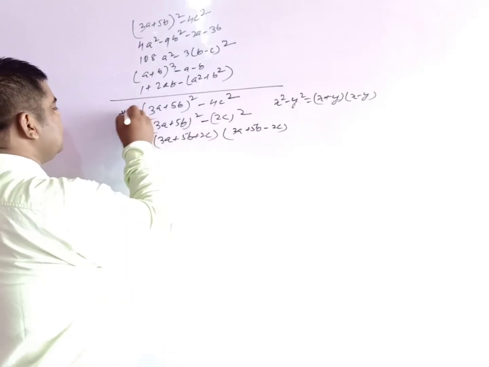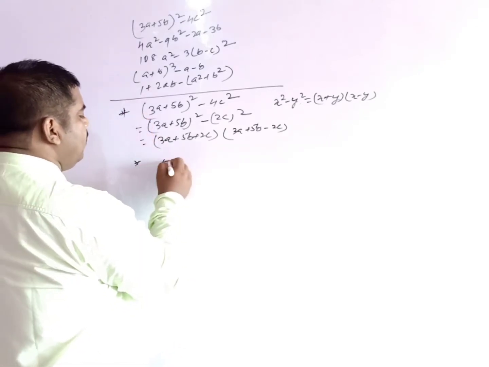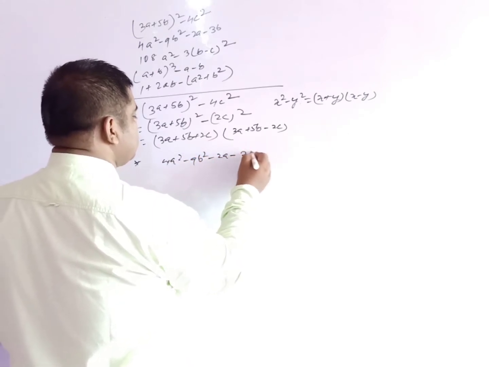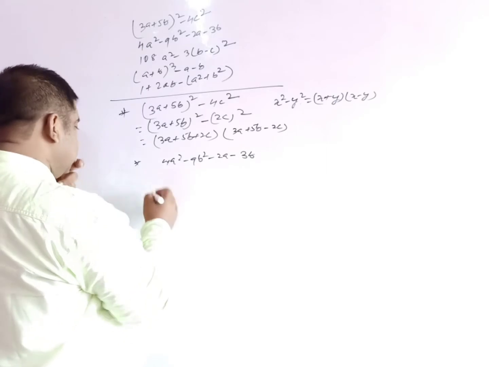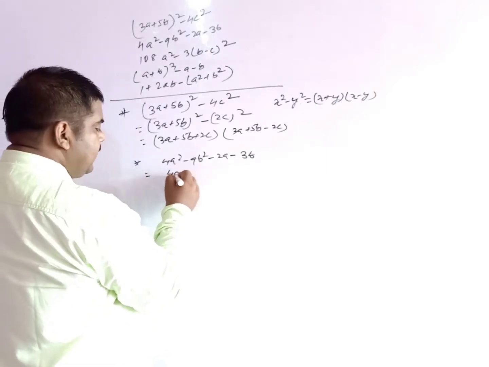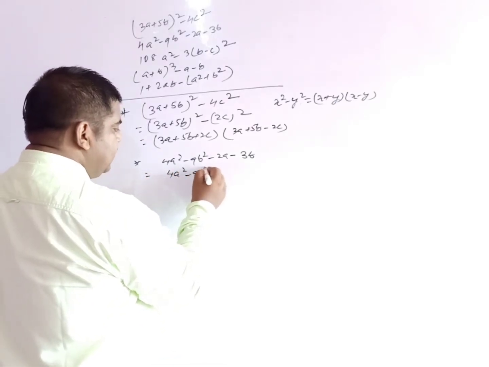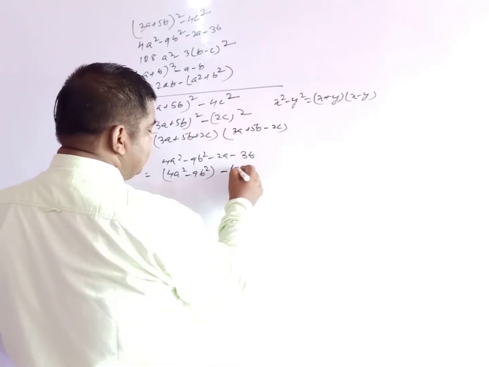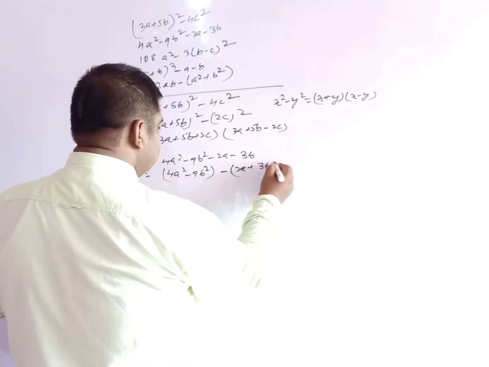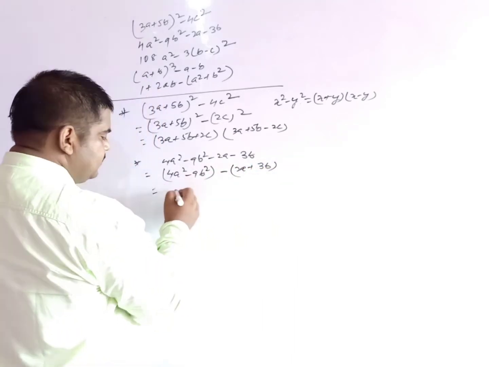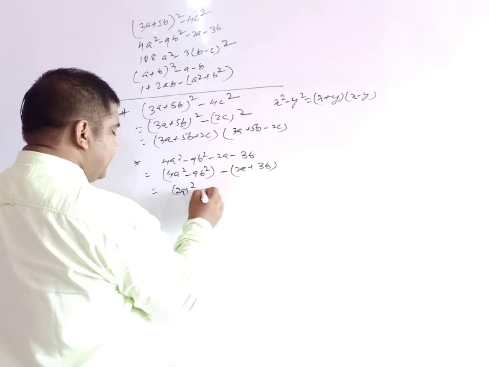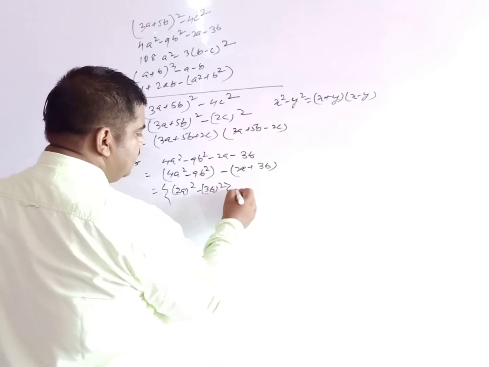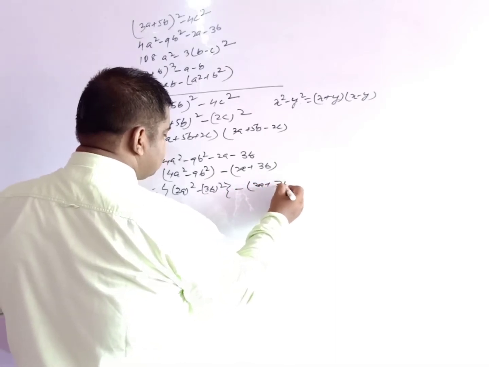The second question, you can just see that 4a squared minus 9b squared minus 2a minus 3b, and now you need to rearrange it. 4a squared minus 9b squared has been just separated, and minus is taken as common, so 2a plus 3b. And what can you do then? 2a whole squared minus 3b whole squared, and now minus 2a plus 3b.